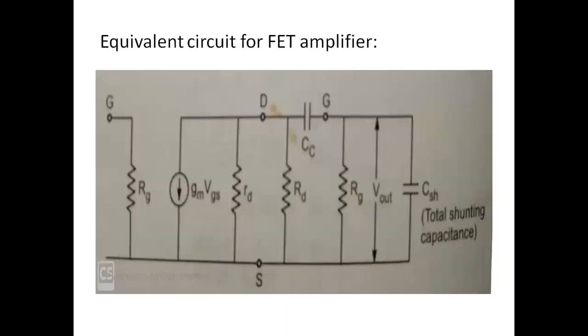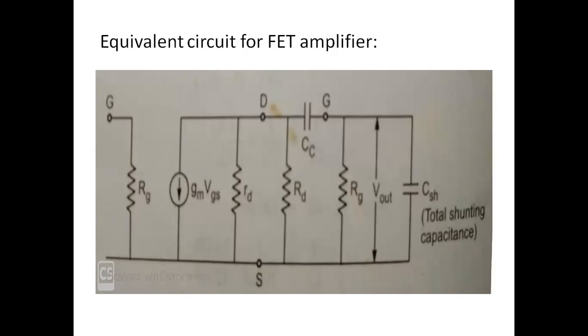Let us analyze the circuit. This is the equivalent circuit of the FET amplifier. In order to draw the equivalent circuit, we are taking an assumption. We are considering the output of the first stage as well as the input of the second stage, because we are finding the effect of the coupling capacitor only.